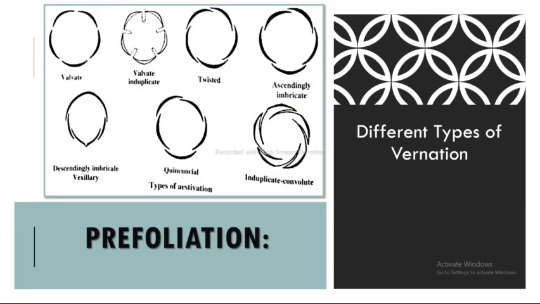So next, these are the different types of vernation, and you can see very clearly in this picture. The first type is valvate, second type is valvate induplicate. The third type is twisted, fourth is ascendingly imbricate, fifth is descendingly imbricate vexillary, next is the quincuncial, and next is the induplicate convolute. So these are different types of estivation or different types of the vernation as shown in the figure.